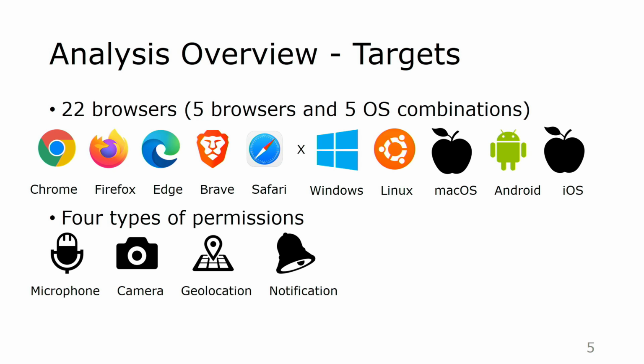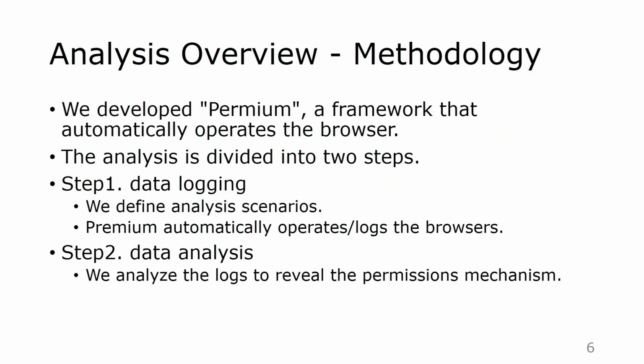The target browsers for our analysis are 22 browsers, including 5 types of browsers and 5 types of operating systems. Target permission types are microphone, camera, geolocation, and notification. Next, I provide the methodology of our analysis. The analysis is divided into 2 steps: data logging and data analysis.